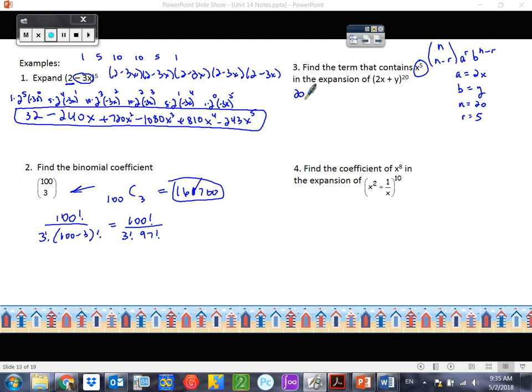So we have 20 choose 20 minus 5, and then we have a, which is 2x to the r power, so 5th, and then we have b, which is y to the n minus r. One common mistake, I'm just going to point it out. I hope no one in here makes it. We think about raising the x to the 5th power, but we forget about raising the 2 to the 5th power. So please don't leave out the constant. It also gets raised to whatever power.